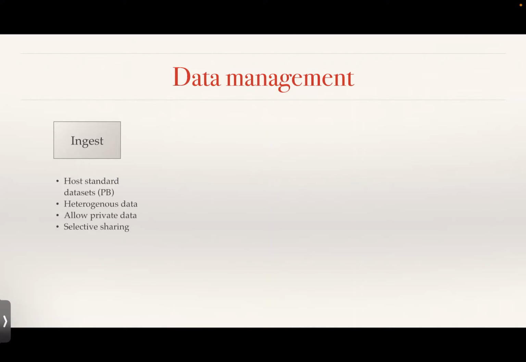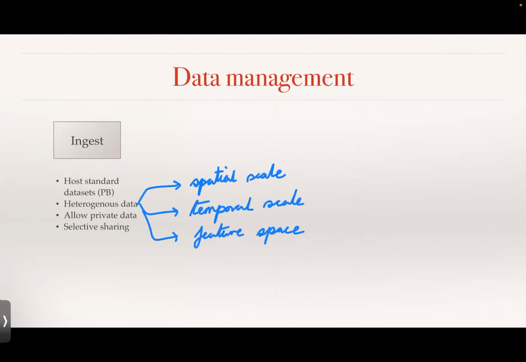And to do that, we want to host these standard data sets, and we have to worry about the data being heterogeneous. And it could be private, and we want to have selective sharing. Somebody says, this is my private data, I only want to share some parts of it, but not all of it. So the heterogeneity comes actually in spatial scale. Some of them will be at 3 meter by 3 meter pixels, some will be 30 meter pixels, some will be 2 kilometer pixels.